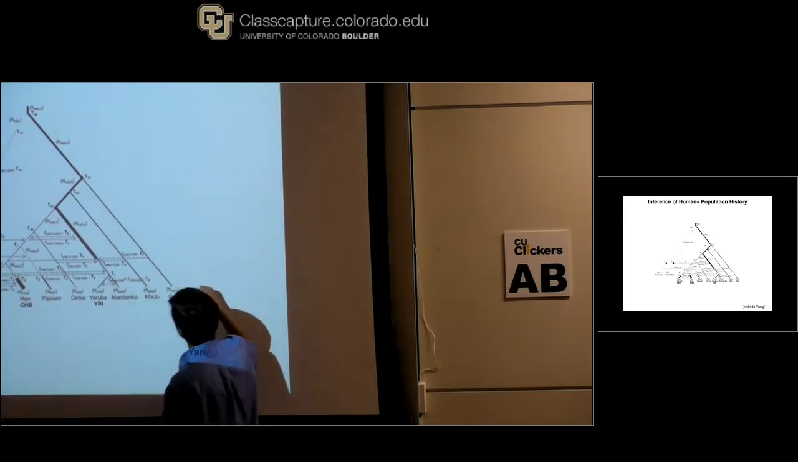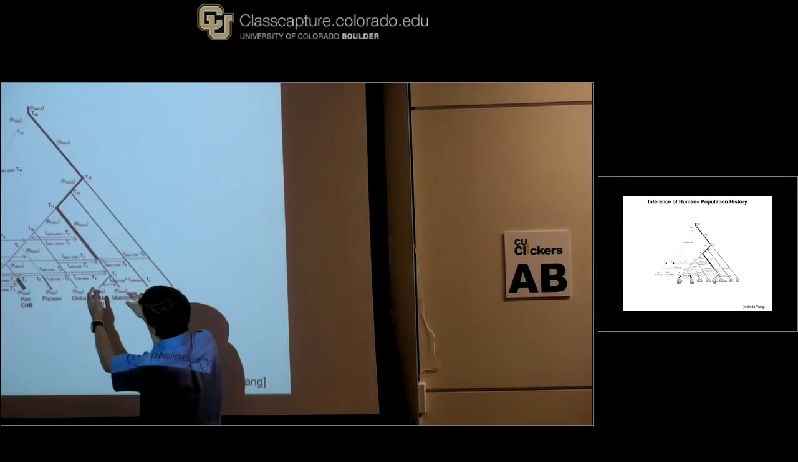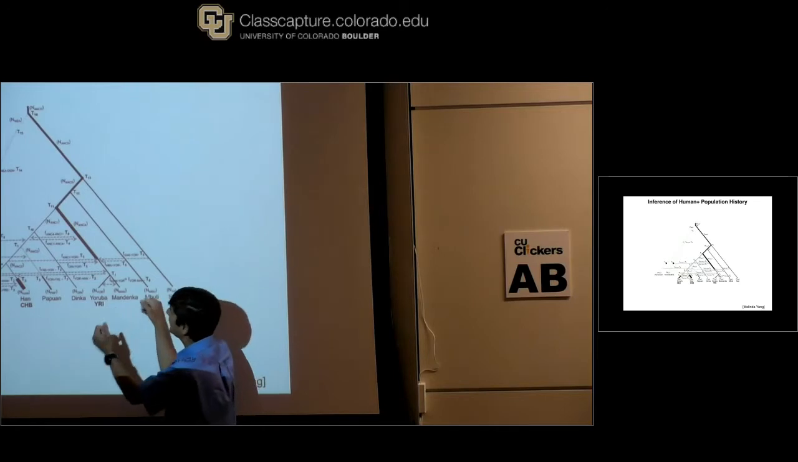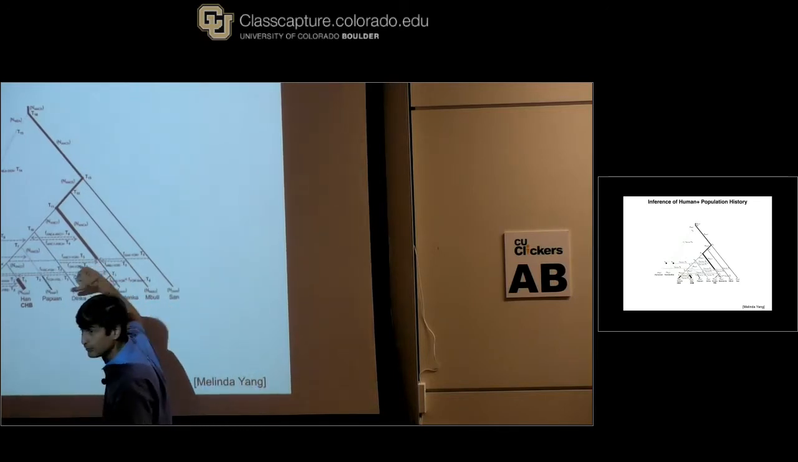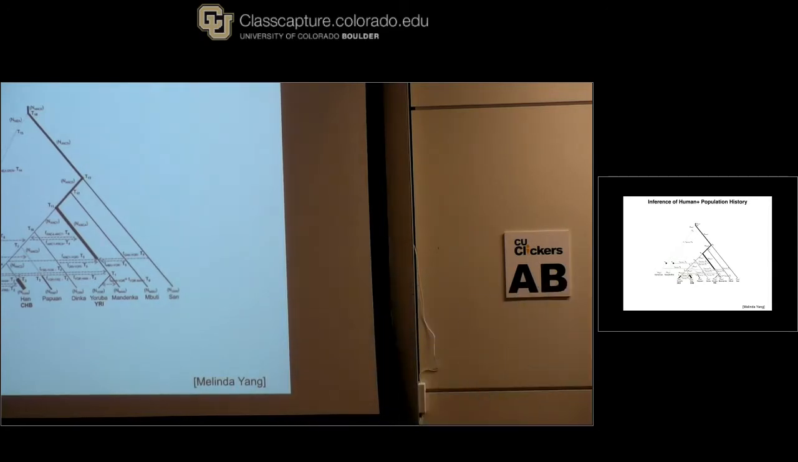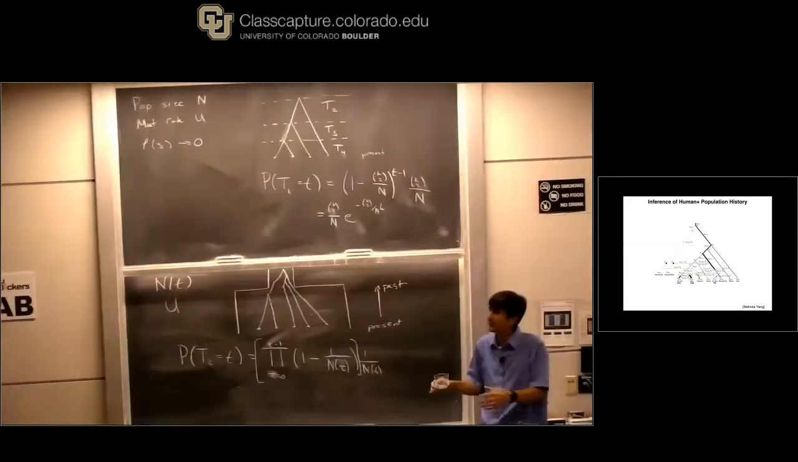And then people look at, okay, let's infer the times at which these populations merged or split, and these gene flow rates as well, right? Because there is gene flow. No, it's not about single mutations. It's about the whole structure of the genome, yeah.